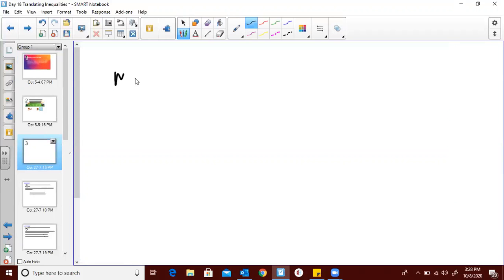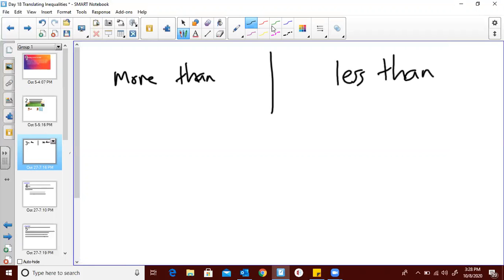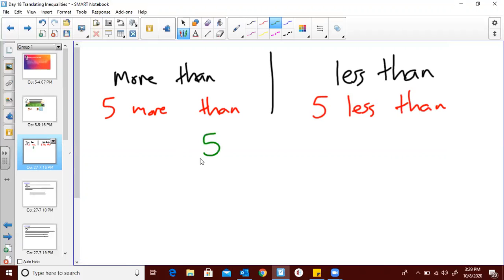So we have more than and less than. When these are used, you'll see something like 5 more than or 5 less than. And when they are written out, you kind of write them backwards. So you have 5 more than, say, a number, or we'll have 5 less than, say, a number.